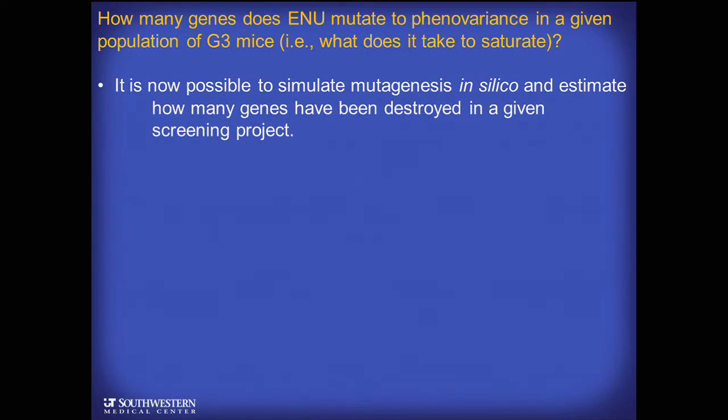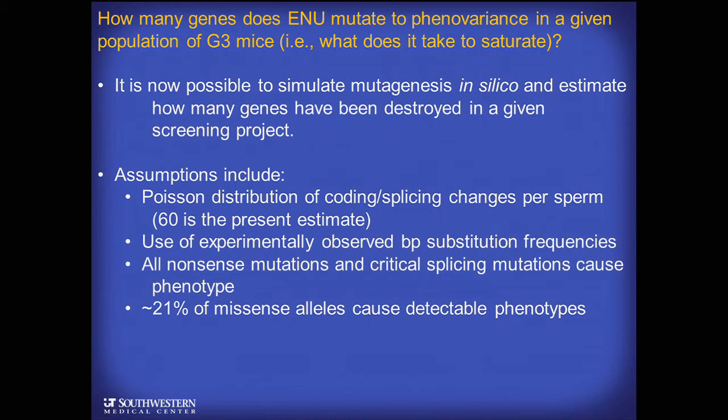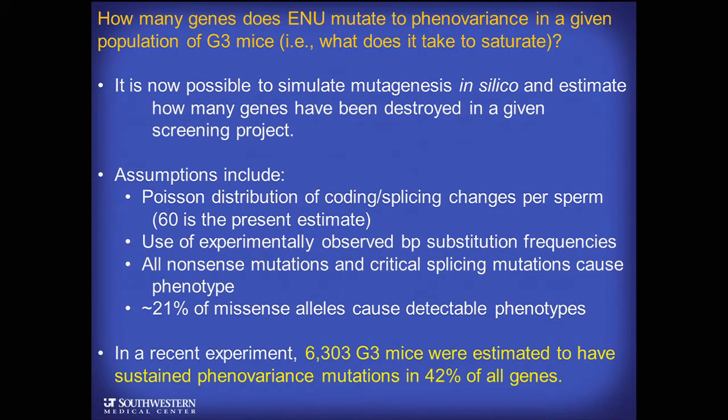It's possible to simulate mutagenesis now in silico and estimate how many genes have been destroyed in a given screening project. The assumptions that we make are, first of all, that there are about 60 coding and splicing changes per sperm that generates a G1 mouse, and this we know from having sequenced a lot of them. We also know the experimentally observed base pair substitutions that ENU causes, and that's factored in. We also know the ratio of nonsense and critical splicing mutations to missense mutations, and we know that about 21% of missense alleles cause detectable phenotypes.